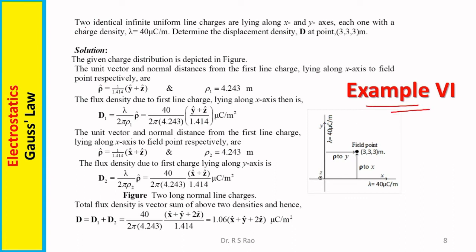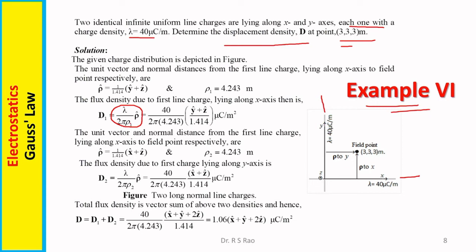Now another problem. Two identical infinite uniform line charges lying along the x and y axes, each with a charge density of 40 microcoulombs per meter. Determine the displacement density D at point 3, 3, 3. So one charge is lying along the x axis, another charge is lying along the y axis. We have to determine the density at the point 3, 3, 3. The density due to a line charge is given by this formula, but this formula is in the cylindrical system. So rho cap and rho, these two we have to substitute for the given situation to find the corresponding D.